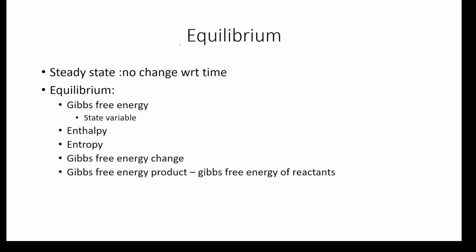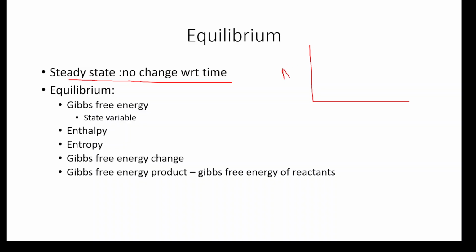Coming to equilibrium, what is equilibrium? In equilibrium, we say that there is no change with respect to time. If some reaction is reaching equilibrium, then with respect to time there will be no change. This is what we call steady state. When something reaches steady state, there is no change with time. For example, let's say I have some compound.